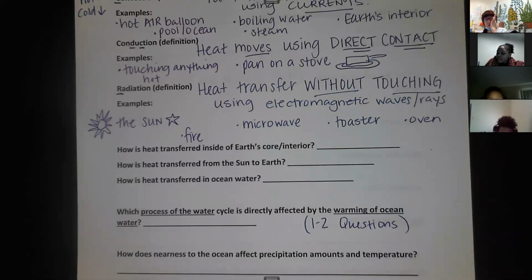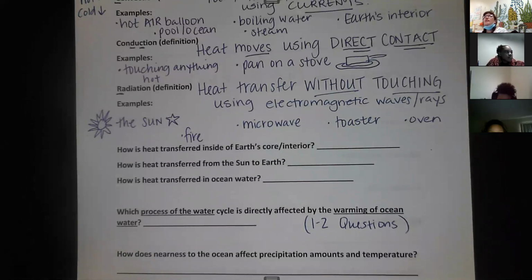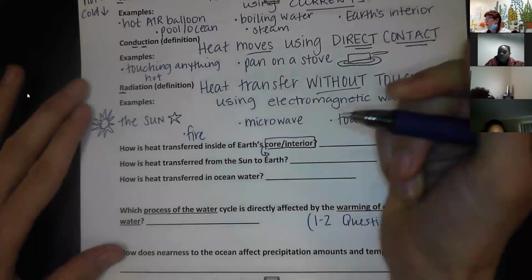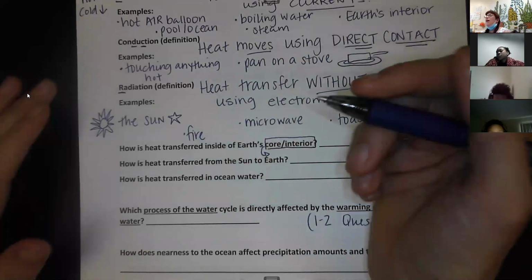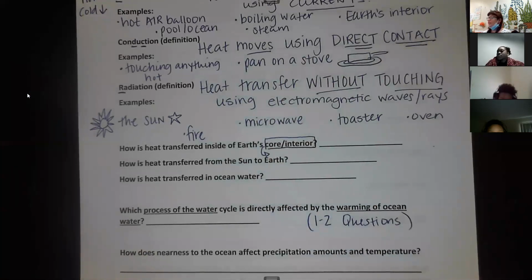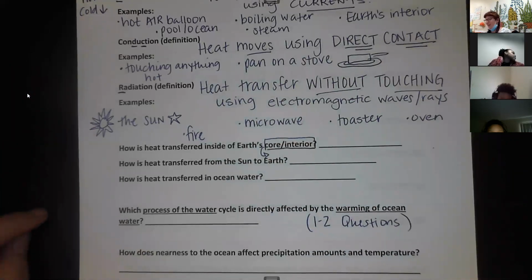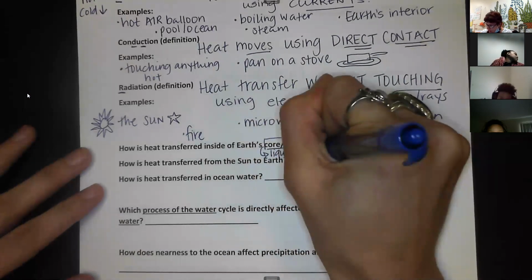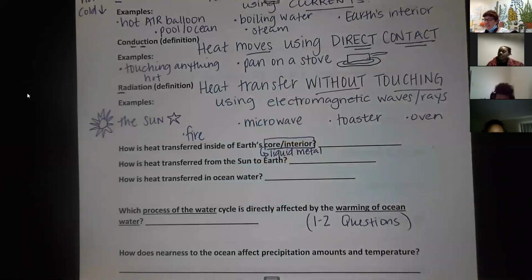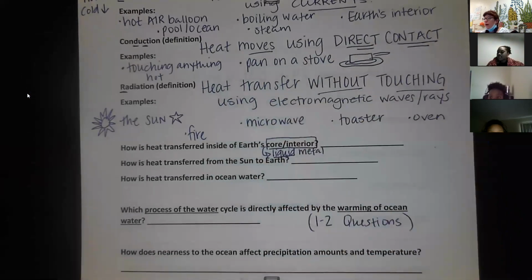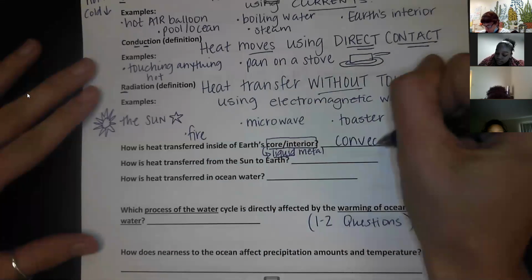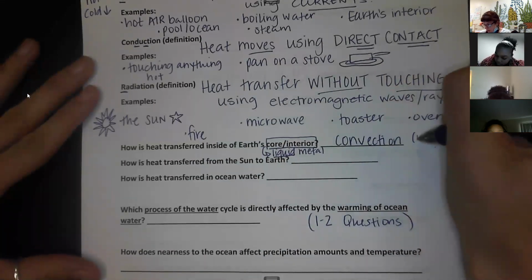It's the first 5 to 6 questions. All right, how is heat transferred inside of Earth's interior? We already talked about this. What is Earth's interior made out of? Liquid metal! I'm trying to get you guys to wake up. Liquid metal, okay. So if it's liquid, keyword liquid, it is convection. It says liquid.